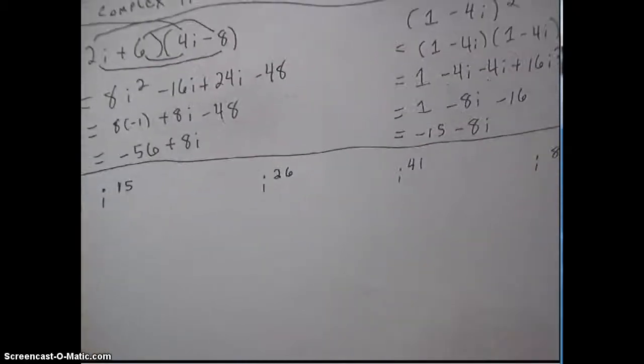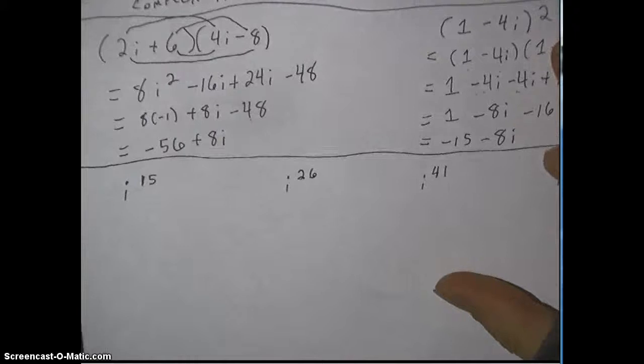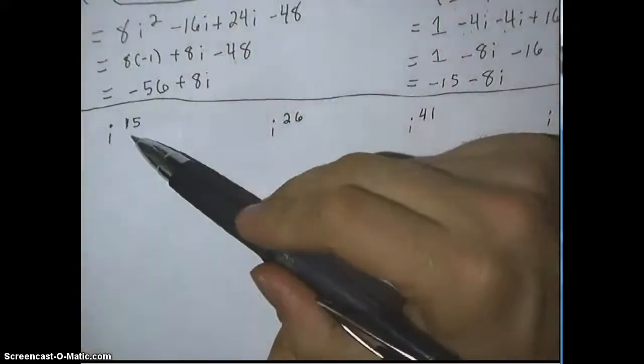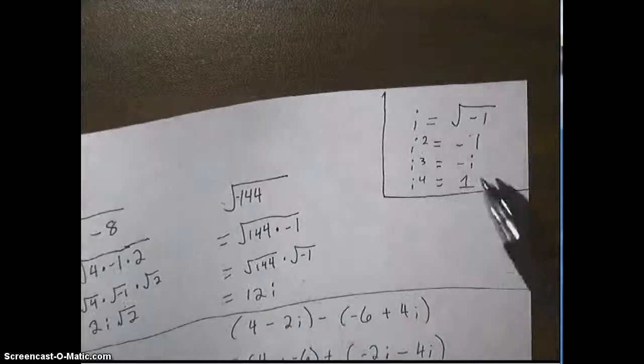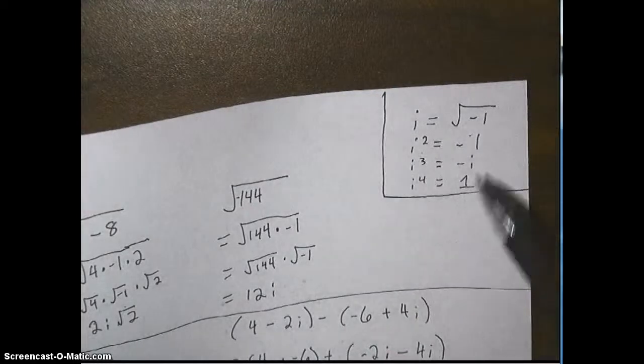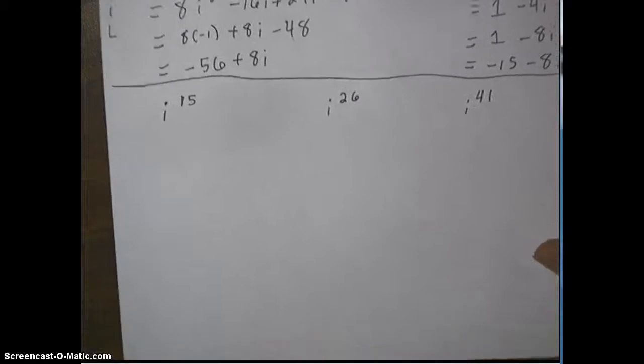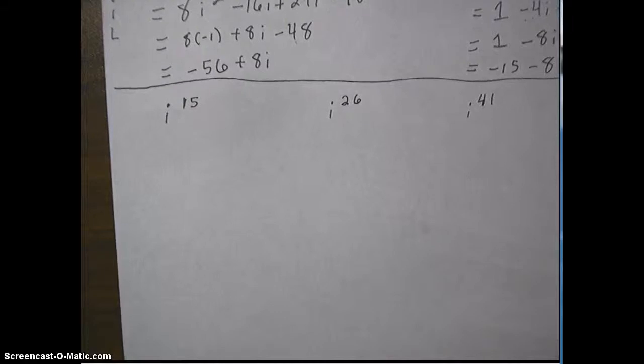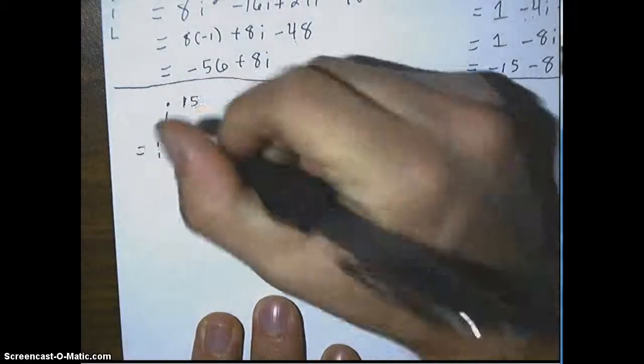The last thing I want to show you in this video is how to simplify i's with exponents. So remember up here I told you there's only 4 numbers in the imaginary number set. Well, we're going to use that property to simplify i to the 15th. The way I think about it is I try to think of a multiple of 4 that's close to 15 without going over. And in this case, that's i to the 12th.